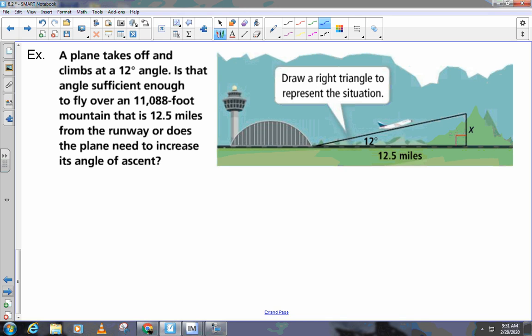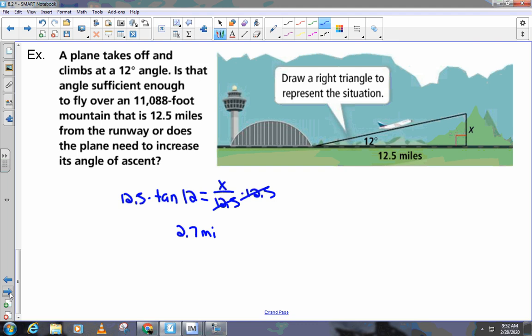All right. So what am I going to use to determine how tall those mountains are? Tangent. So you take the tangent of the angle, which is 12, and that is opposite over adjacent. Okay. So what do? Multiply both sides by 12.5. Okay, so we do 12.5 times the tangent of 12, and you get 2.7, approximately 2.7 miles is how tall the mountain is, right?